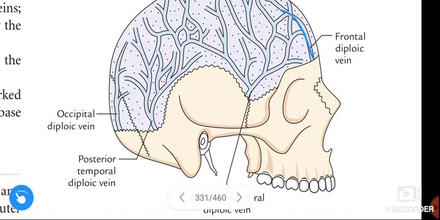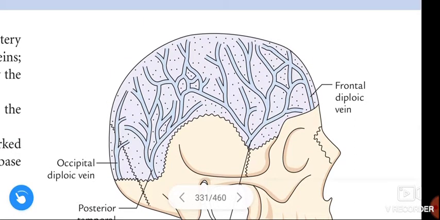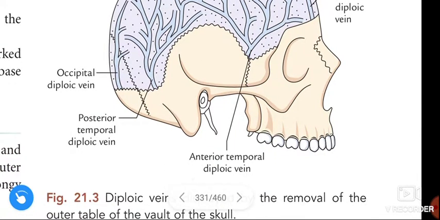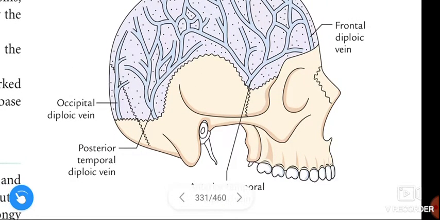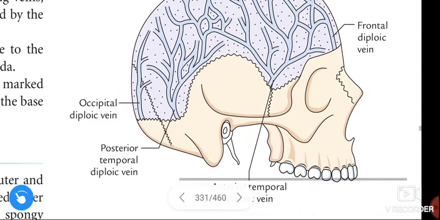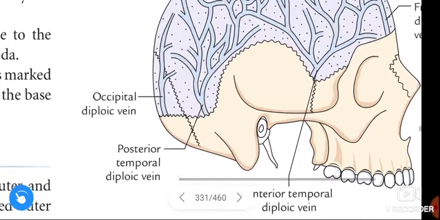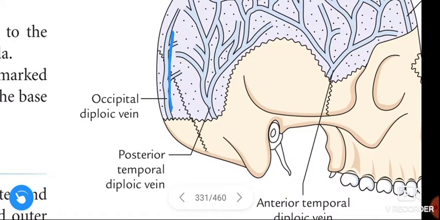This is the frontal diploic vein. Okay, are you able to see here? This is the frontal diploic vein. Next, this is the anterior temporal or parietal diploic vein. See here, this whole thing. And next, posterior temporal or parietal diploic vein. Next, this is the occipital diploic vein.